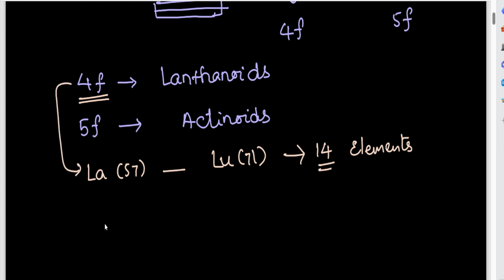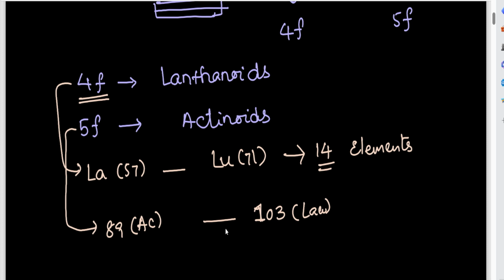And the elements from 89 actinium to 103 lawrencium. So the elements from actinium to lawrencium are called actinoids.